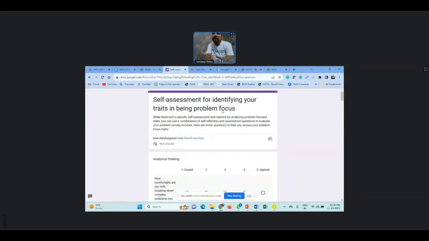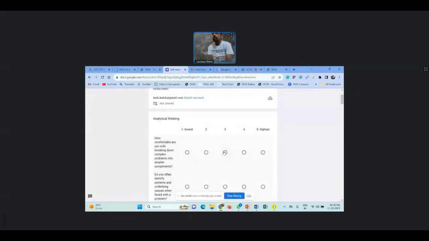So basically, this is a self-assessment for identifying your traits and being problem-focused or not. It's a very simple tool where we are saying these are various requirements which you should have. So first is analytical thinking.